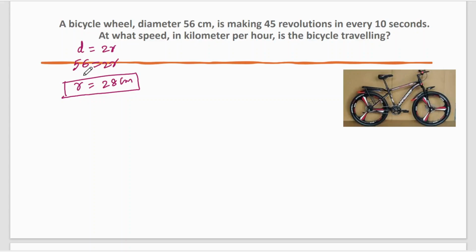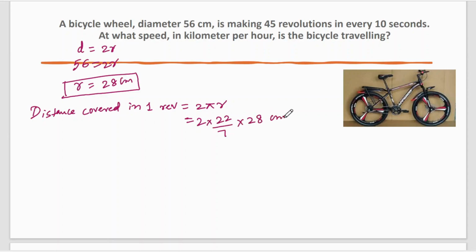Now we are going to use this value of r to find the distance covered in one revolution first. Distance covered in one revolution is equal to 2 pi r. So let me write this as 2 into pi, again taking 22 by 7, and r is equal to 28 centimeter. Now calculate this again. Same calculation that we have done in the last slide. So it is 176 centimeter now.